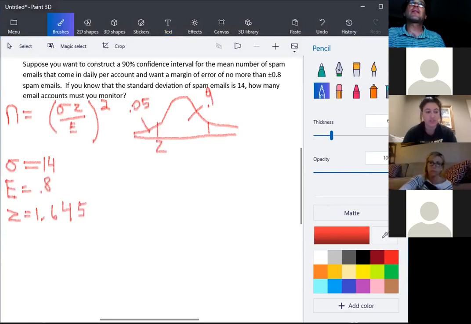Do you round to the nearest whole number for these? You always round up. Yeah, you always round up for sample sizes because it's a little more conservative to do one more person or one more spam email account. Do you see that? And it's always good to have a lower margin of error. And it usually doesn't hurt to have one more that you're looking at, at least for our class. And then I'll tell you real life.